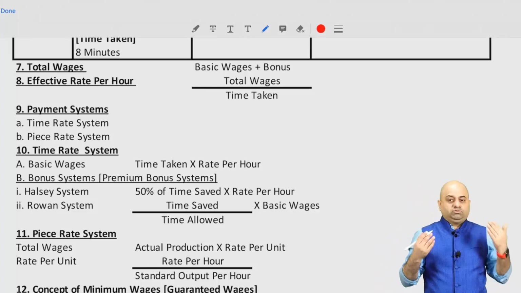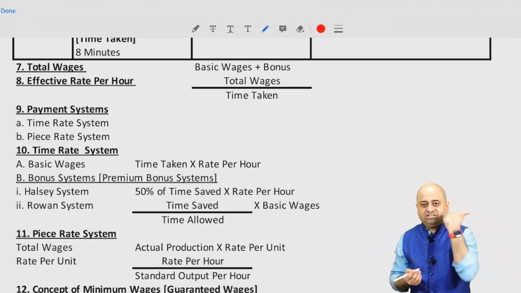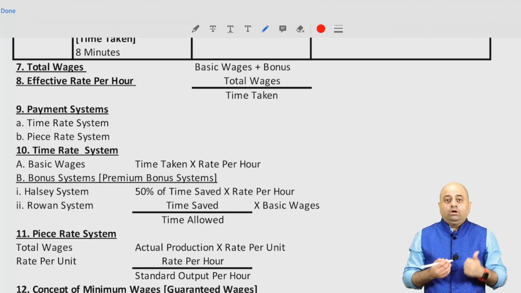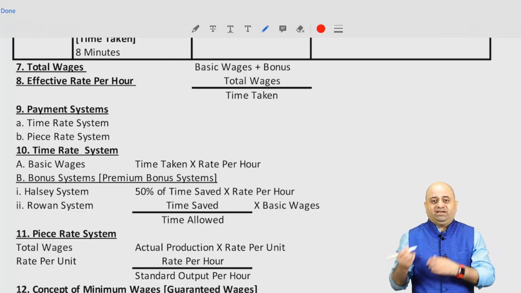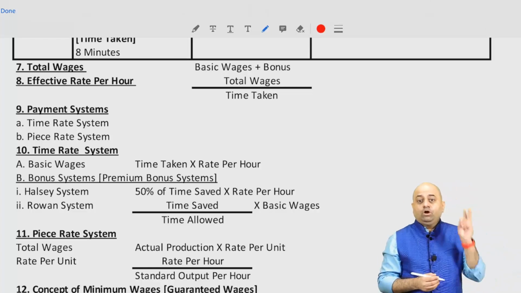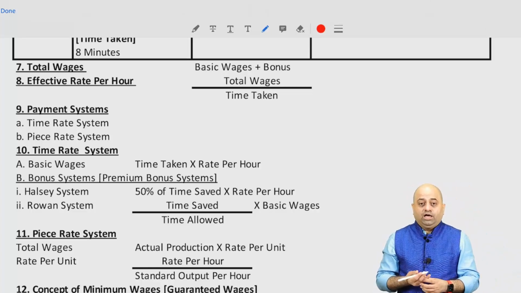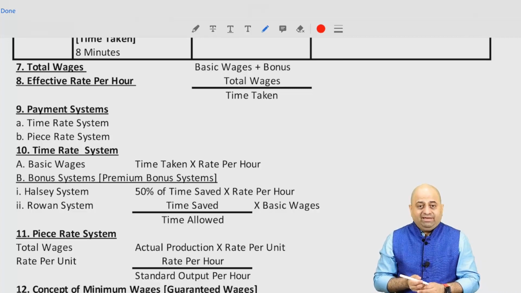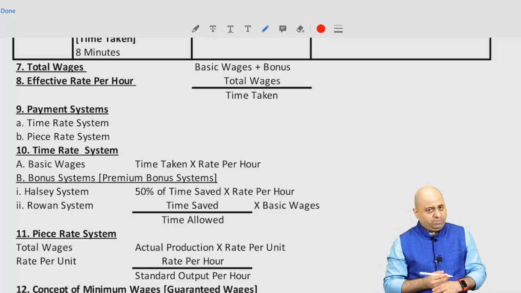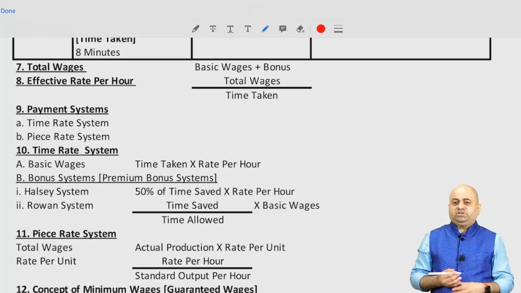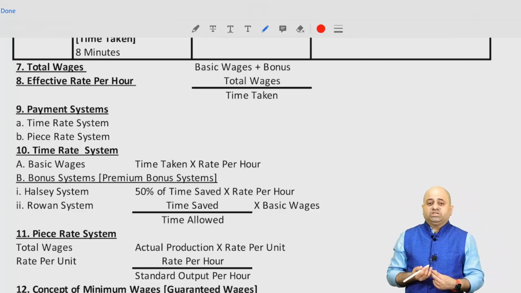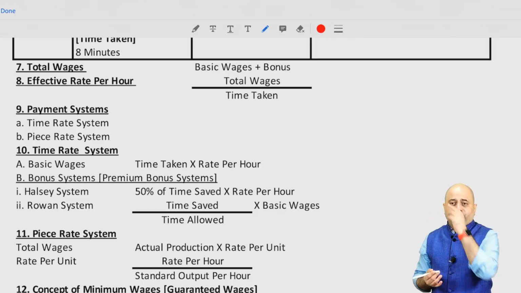Two payment systems we all know by now. It is time rate system and piece rate system. And the time rate system, how do we calculate basic wages? It is time taken into rate per hour. Two bonus systems under the time rate system, generally they are known as premium bonus systems as well. Halsey system formula is 50% of time saved into rate per hour. Rowan premium system is time saved upon time allowed into basic wages.